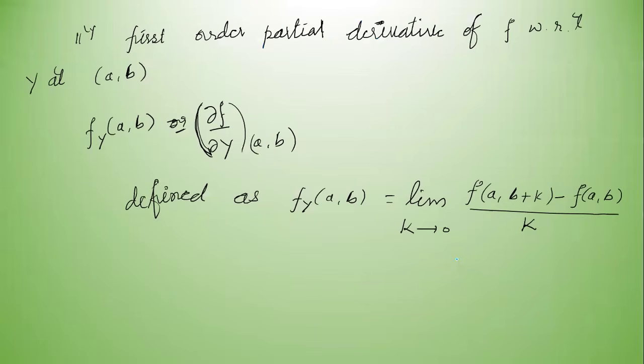Now, similarly, the first order partial derivative of f with respect to y at a comma b is defined by the limit k tends to 0 of f of a comma b plus k minus f of a comma b, divided by k. This is the definition for continuity and the first order partial derivative of f with respect to x and with respect to y.